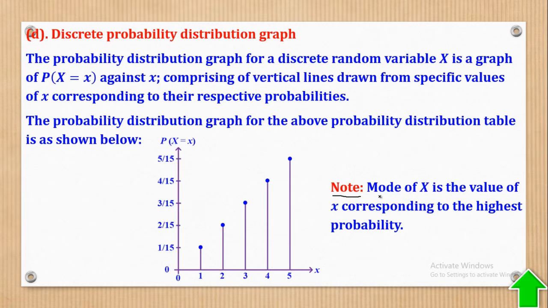Now the note is that the mode of x is the value of x corresponding to the highest probability. In this case the highest probability is this, therefore the value of x corresponding to that probability is 5. Therefore if they ask for the mode of this PDF, it will be 5. So after drawing the graph you can easily state the mode of that PDF.